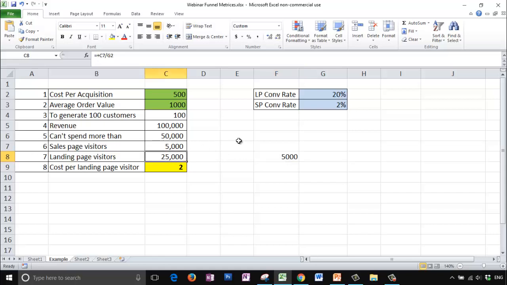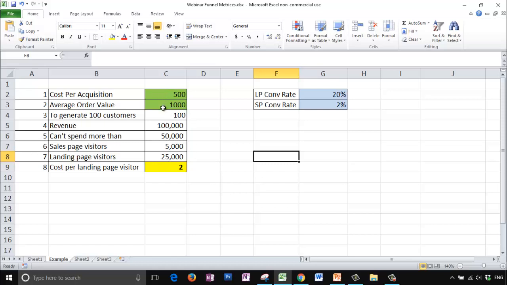Now, since we know that people come to the landing page through our Facebook advertising, we've got to look at what is the maximum we can afford to get 25,000 people to come to the landing page. All you have to do now is divide your total budget by the total number of people on the landing page. So 50,000 divided by 25,000 gives you the figure 2, which means your cost per visitor to your landing page cannot exceed 2 rupees if you are operating on this number.